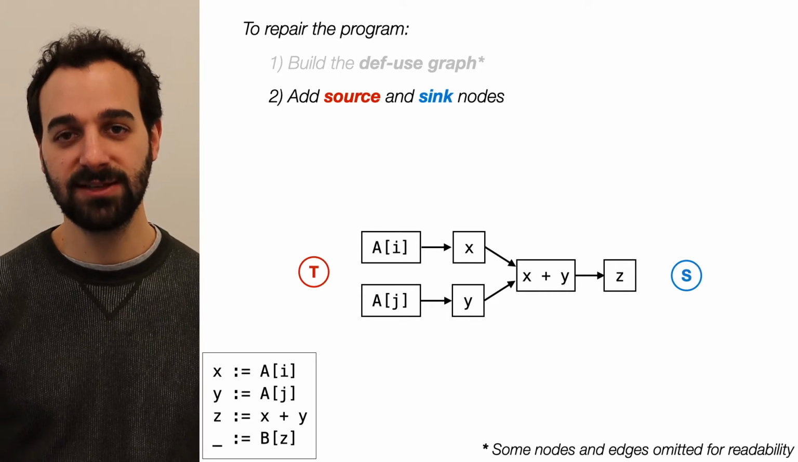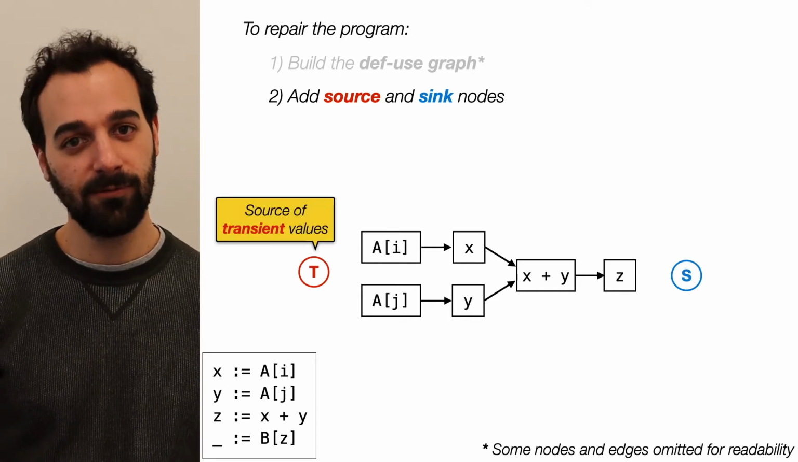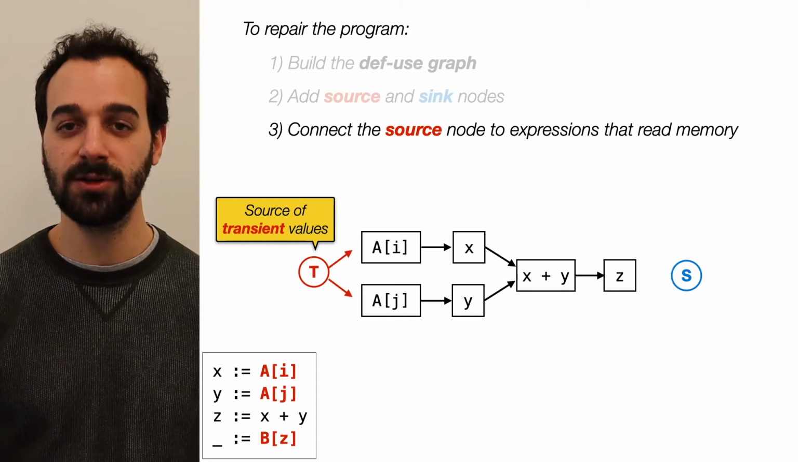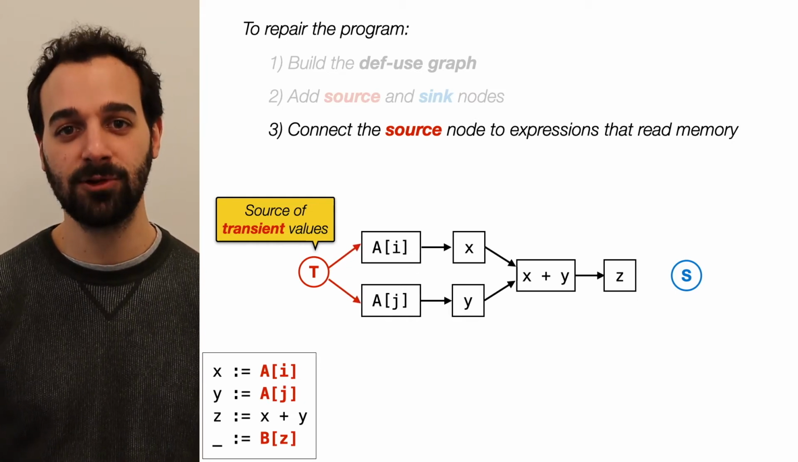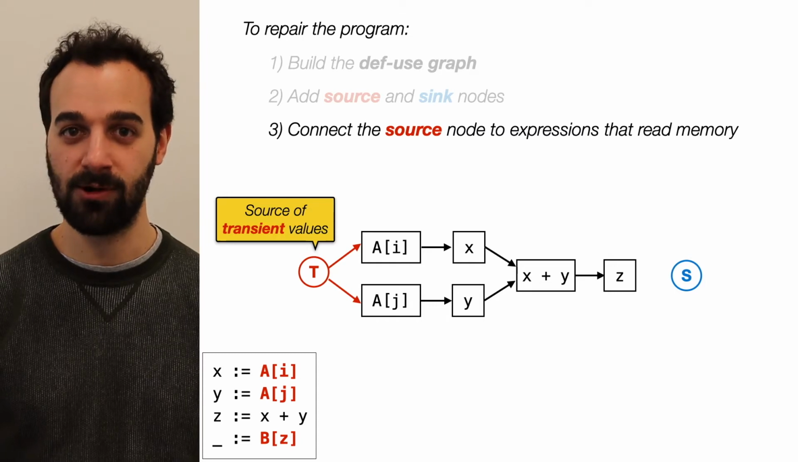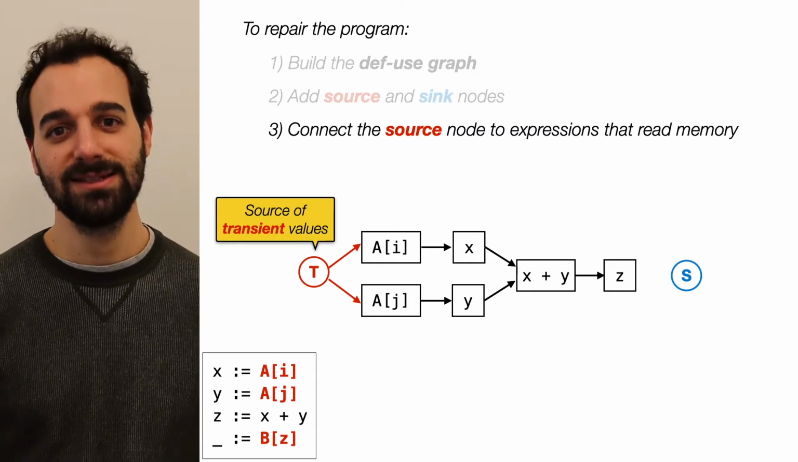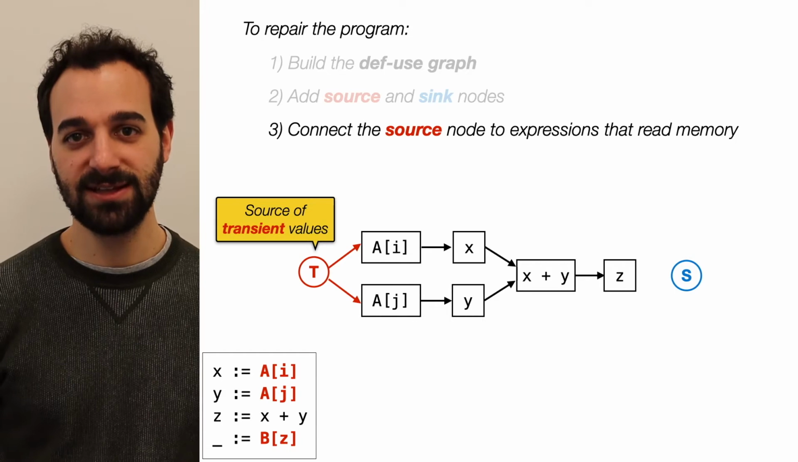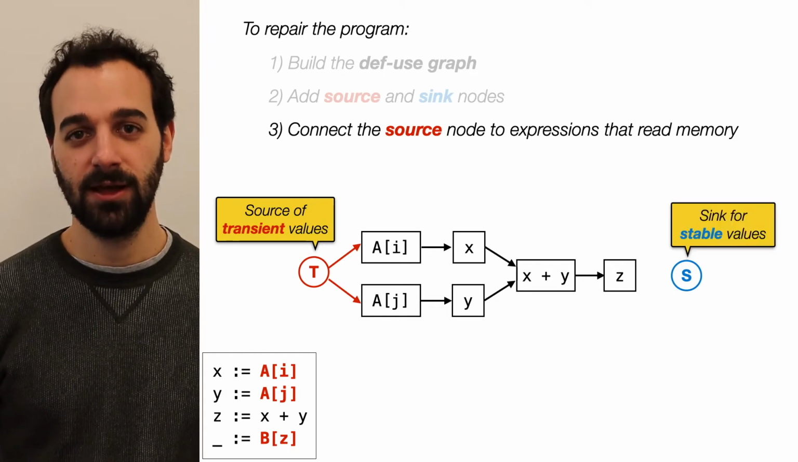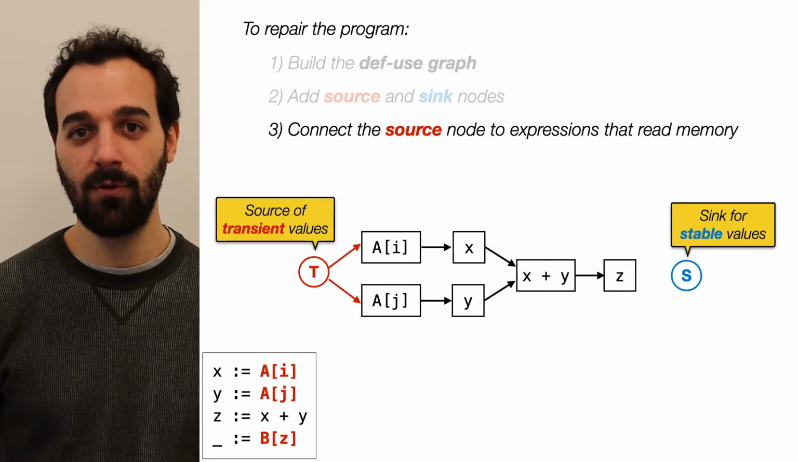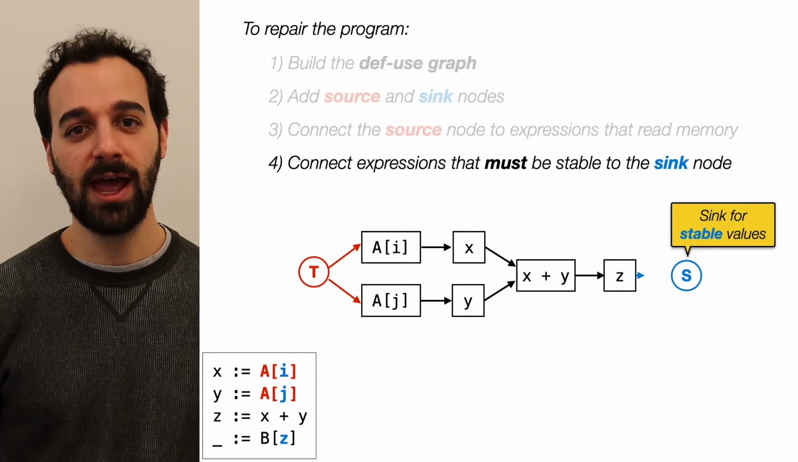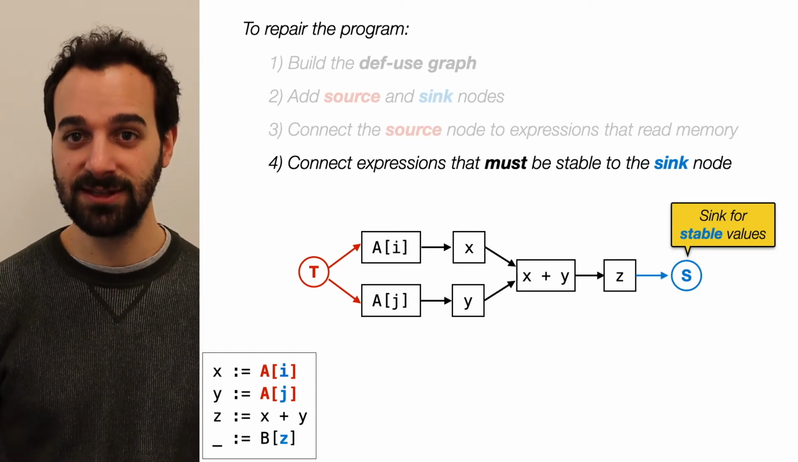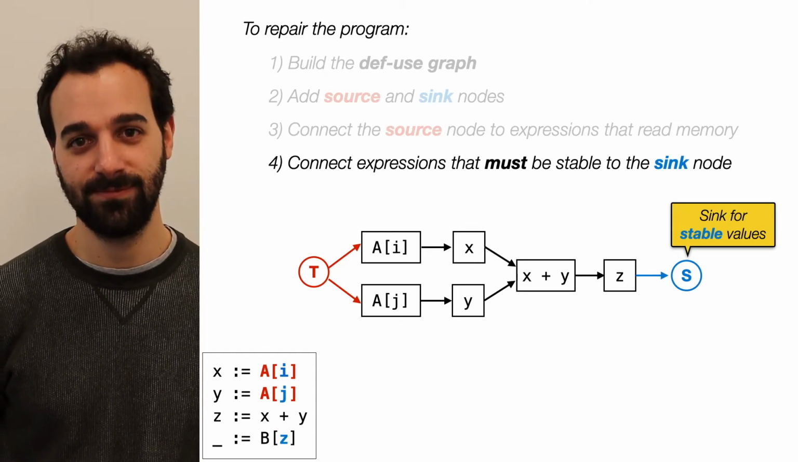Node T represents the source of transient values. Therefore, we connect it to all the nodes containing expressions that explicitly read memory and thus introduce transient values in the program. Similarly, node S represents the sink of stable values. This node draws all the values of the program that must be stable to avoid transient execution attacks. Therefore, we connect all expressions used as indices in the program to this node.